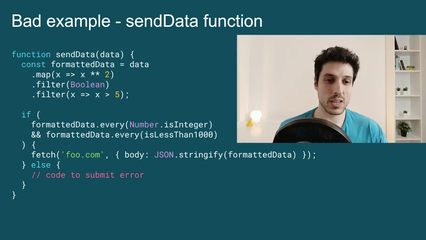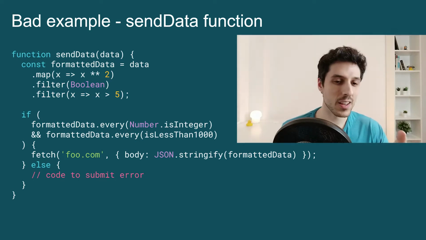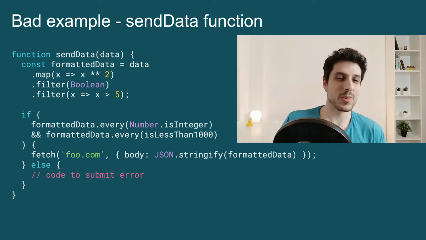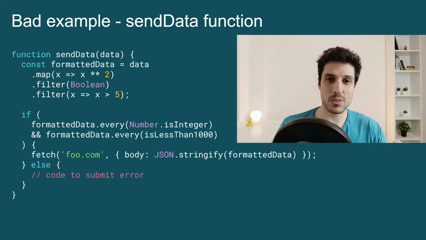And we have the formatting at the top. It's a little block at the top there. And we have the data validation in the if statement. And then we send a network request, or if the data didn't validate, we send an error, which just has a comment there. And this is what we might do to improve that code slightly.